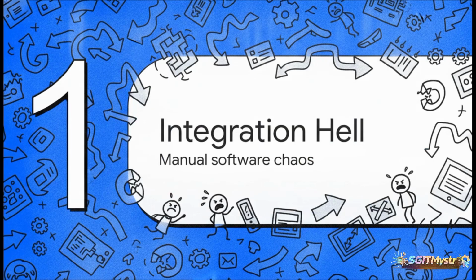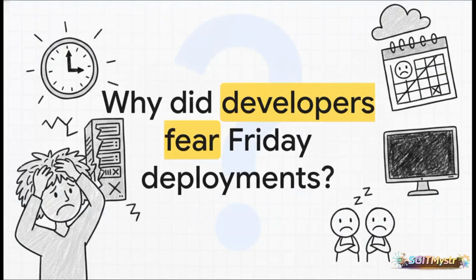Section 1, Escaping Integration Hell, or the absolute chaos of manual software development. To really appreciate modern automation, we kind of have to look back at the dark ages of how software used to be built. Imagine an e-commerce app, right? You've got dozens of developers writing code simultaneously. It was a recipe for pure mayhem.